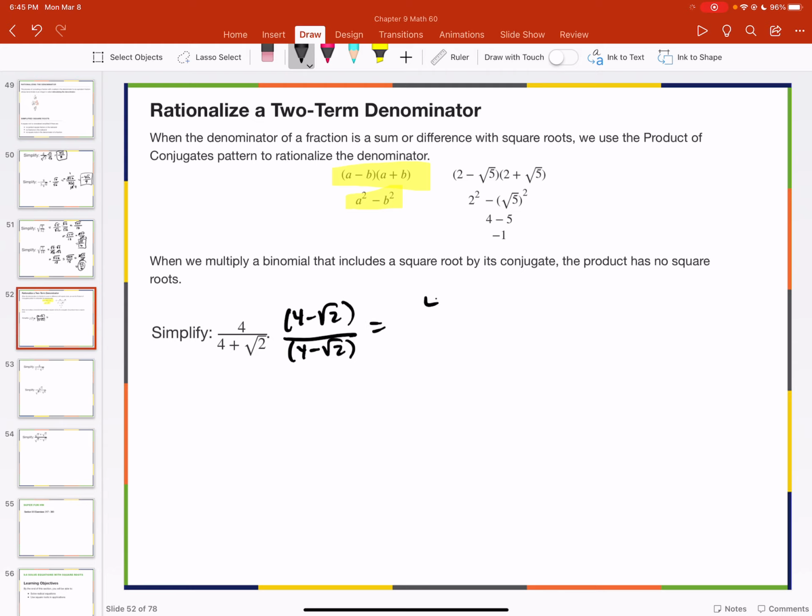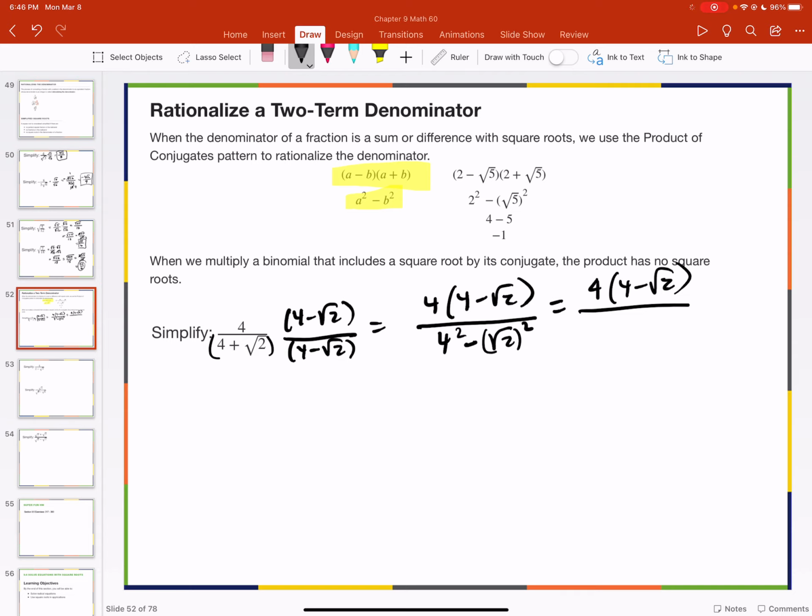So on the top, you have 4 times 4 minus root 2. And on the bottom, because this is a plus b, a minus b, that's going to be 4 squared minus square root of 2 squared. So then on the top, you distribute. So that would be 16, or actually, let's see if this can reduce at all. It might. So I'm going to wait on distributing because I want to see if I can cancel something out. So let's go ahead and find out.